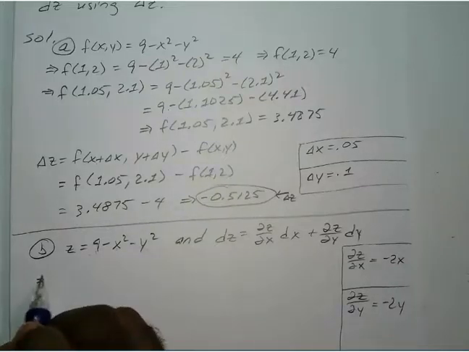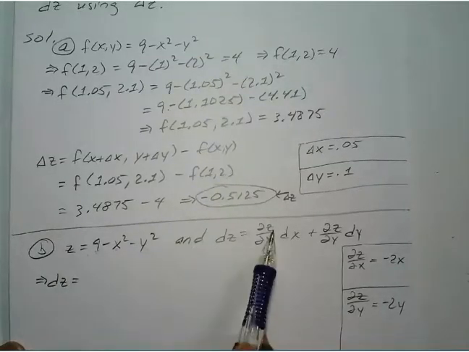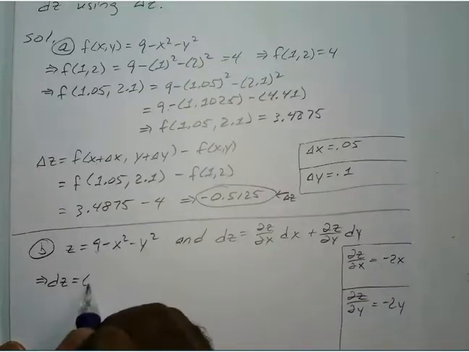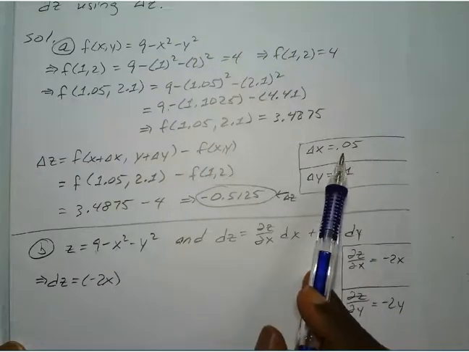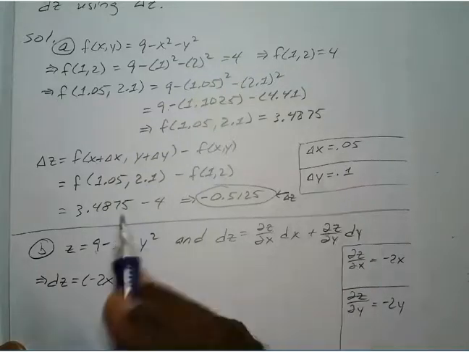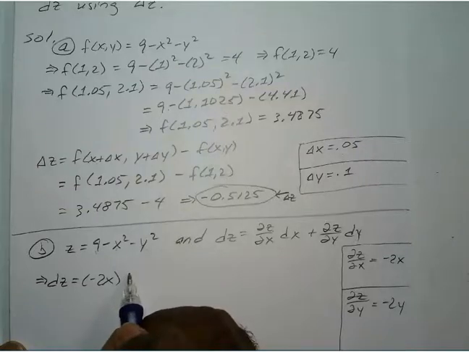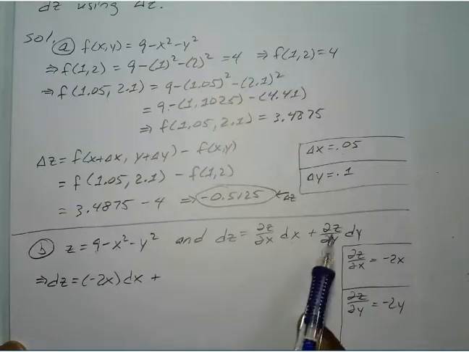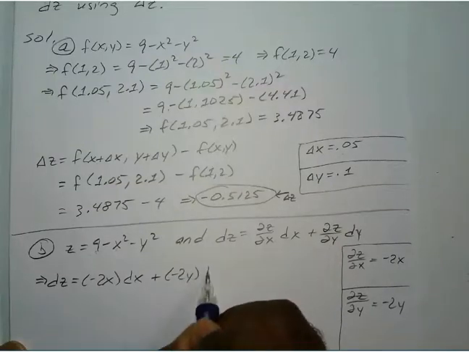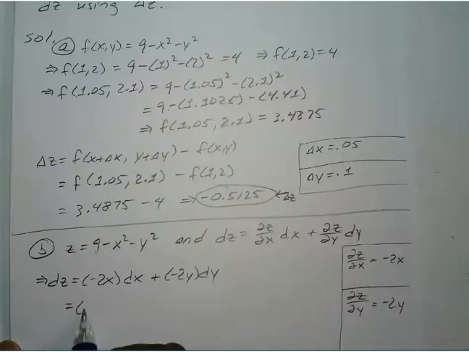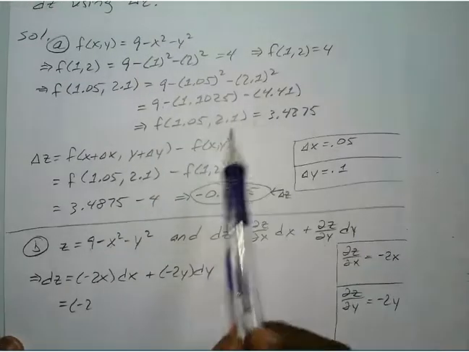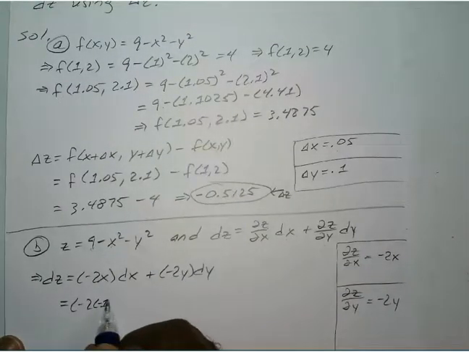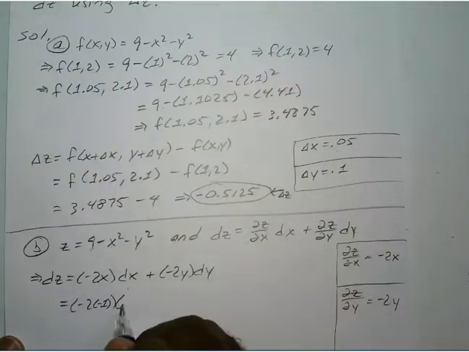Okay, so that means our dz is equal to partial with respect to x, so you have negative 2x dx. Now remember, our dx is the same as our delta x, so our dx is equal to 0.05. So we'll save that for right now. Plus partial z with respect to y, so negative 2y dy. I don't like to jump ahead. So you have negative 2. Remember, our x value, if you go right back up, is equal to 1. So 2 times 1, our dx is our delta x, so that's 0.05.